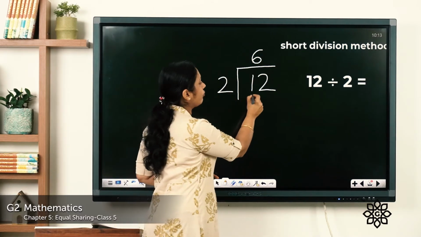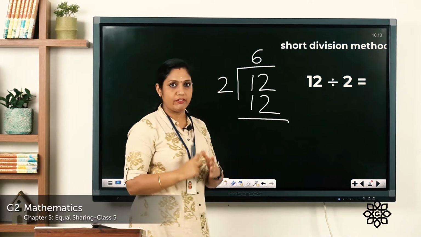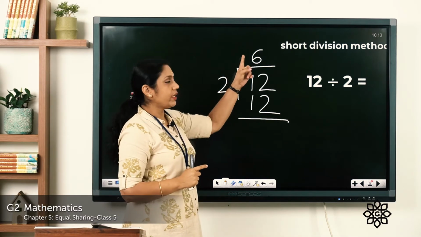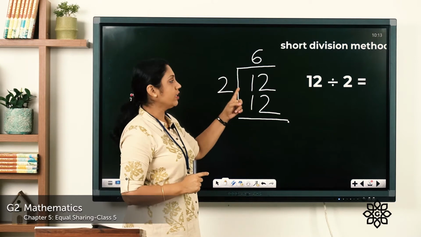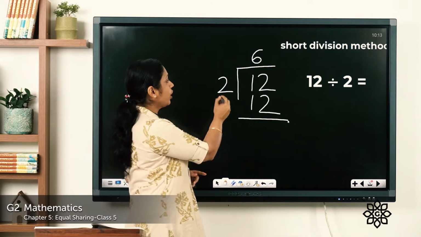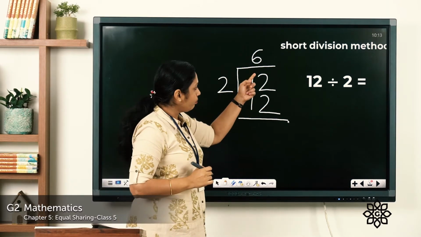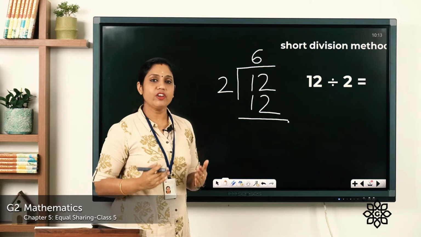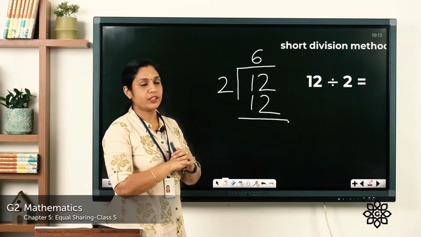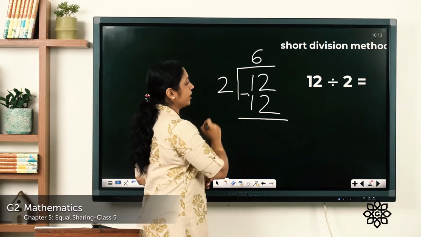That 12 you have to write under this 12 again. So first we divided, then the multiplication we have to write again here. First we did 12 divided by 2, we got the answer 6. Now check, 2 into 6 is equal to 12, write that 12 below this 12. Now next step, we have to subtract. For subtracting, you have to put the minus symbol here.